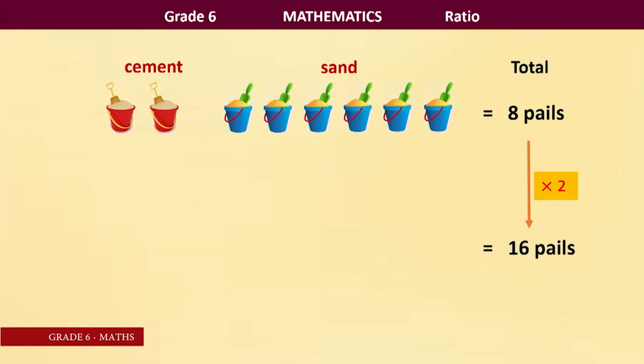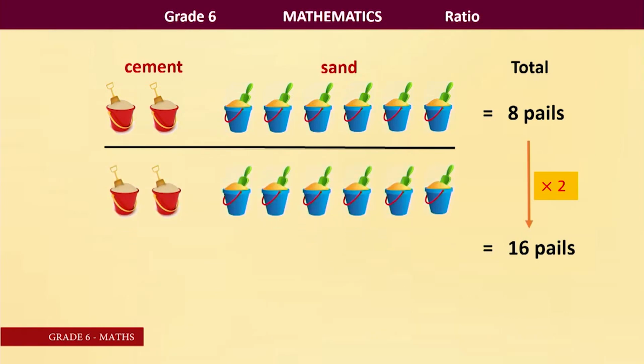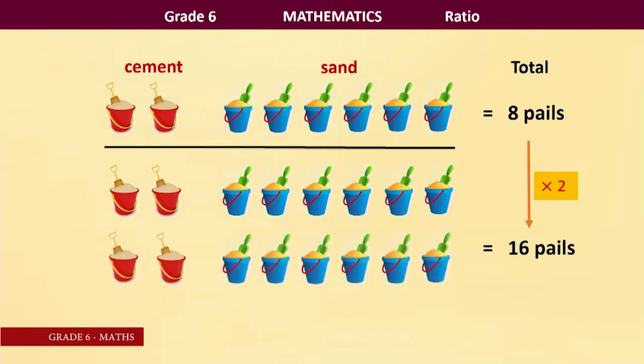Then mathematically we can obtain it by multiplying by 2. Then isn't it this one? There is a set of cement and sand pails, 2 cement pails and 6 sand pails. Then we can add another set of the same number of pails. Then I am adding another set. Now what happened? Count what is the total number of pails.